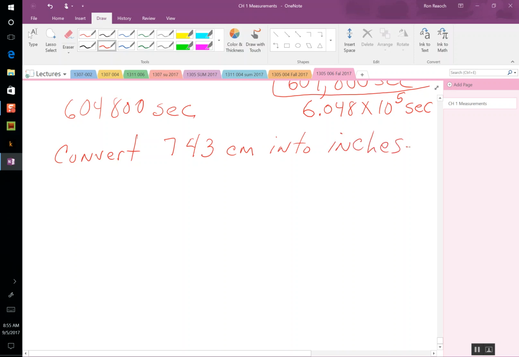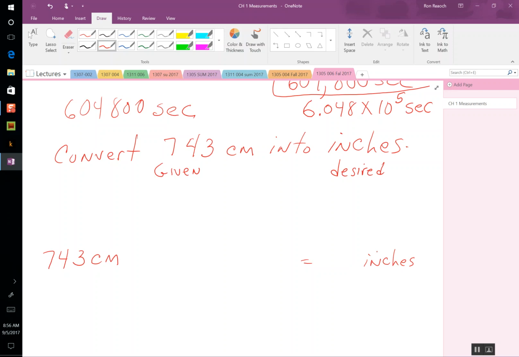Let's convert 743 centimeters into inches. This is given. This is desired. So this is the way it looks right at the beginning. You know that whatever it is you're looking at here is 743 centimeters long, but you'd like to know what it is in inches.